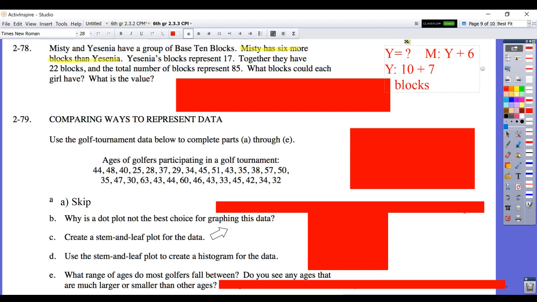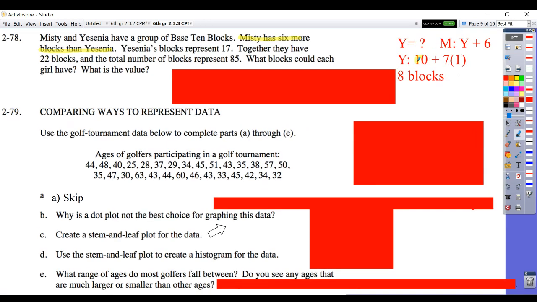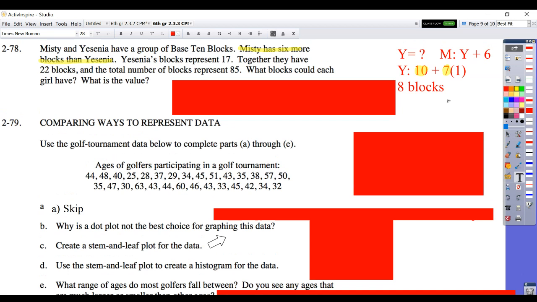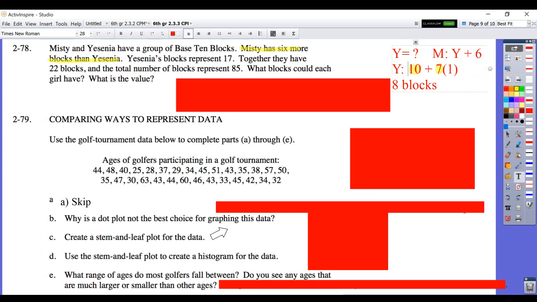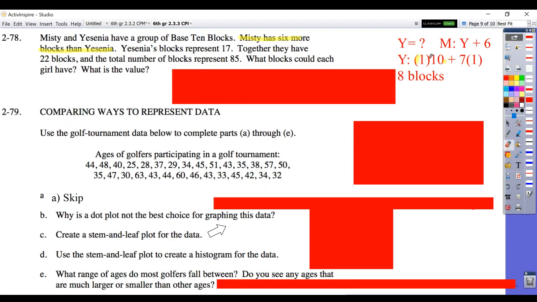So I will move this over a little bit so you can see that. All right. So if Yesenia has a 10 block plus 7 1 blocks, I'm going to put 7 ones like this. Here's a total of 8 blocks, the 10 block and the 7 1 blocks. So maybe it would make more sense if I say 1 10 and 7 ones. Maybe that'll help make more sense out of the fact that we have a total of 8 then. All right, 1 of the 10 blocks and 7 of the 1 block, so a total of 8 blocks.